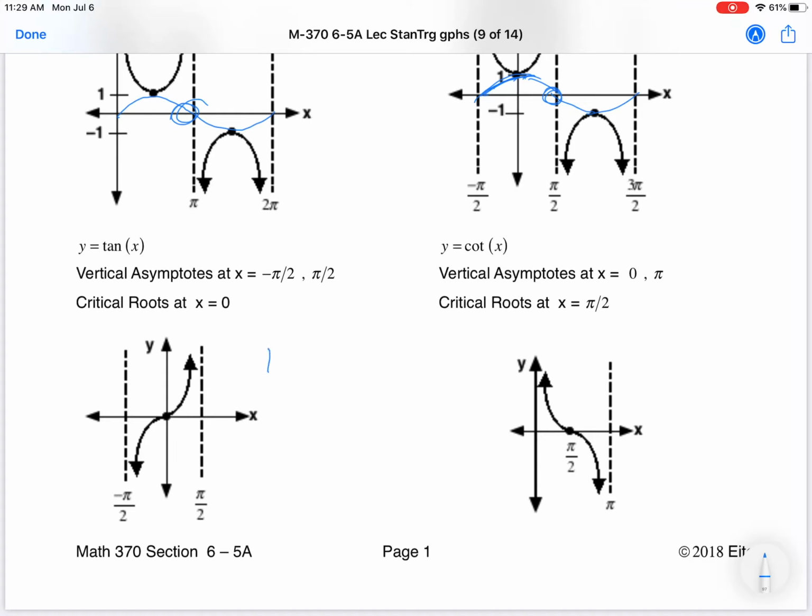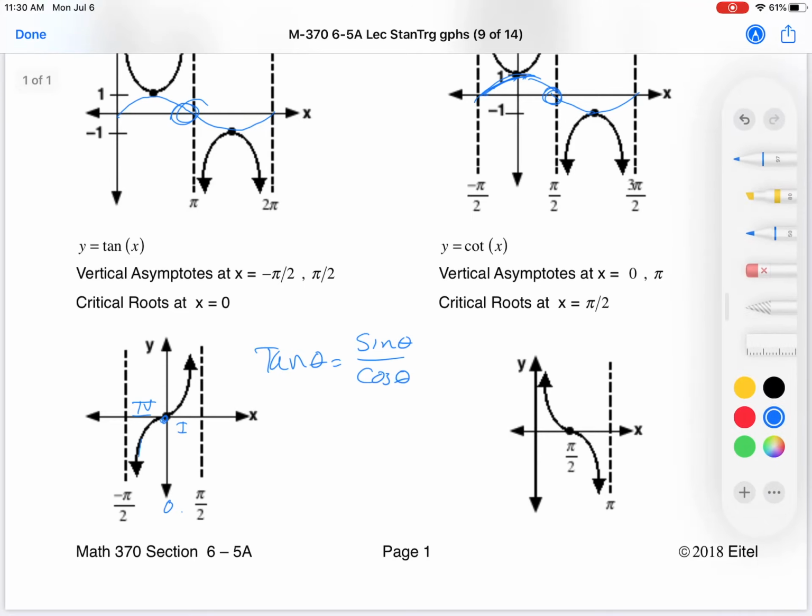So how I remember what tangent looks like is tangent theta is sine theta over cosine theta. So it's going to be 0 whenever sine's 0. Sine of 0 is 0, so it's going right through there. And then it goes up from there and down. Because I know in the first quadrant, where we have angles between 0 and pi over 2, we are positive. And in the fourth quadrant, which is where we are over here, our tangents are negative. And so I just know it goes up that way.